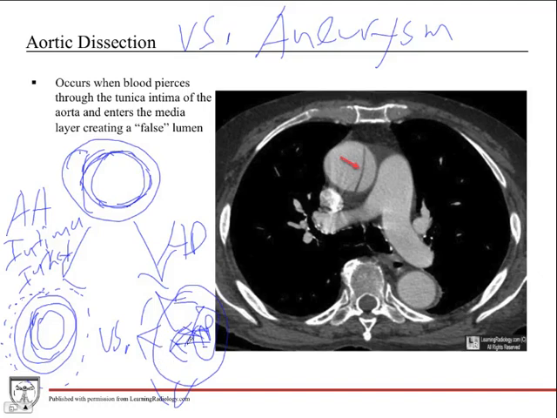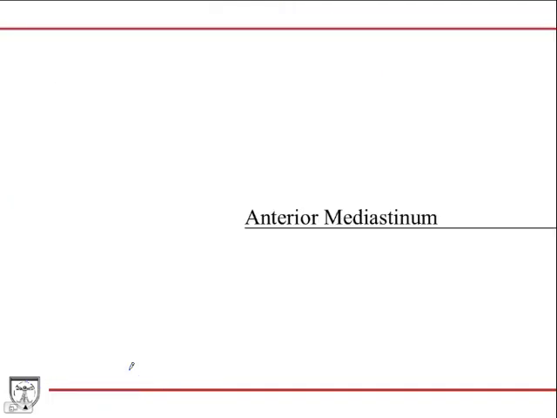And the problem is if this isn't repaired urgently, it can rupture the entire wall of the aorta at a certain point and then bleed out, and this is what kills somebody. So a dissection is something that needs to be treated right away. You can't watch it like a type B aortic aneurysm.